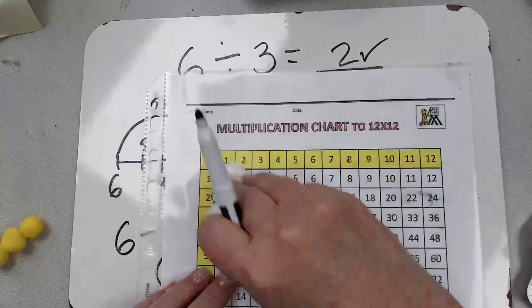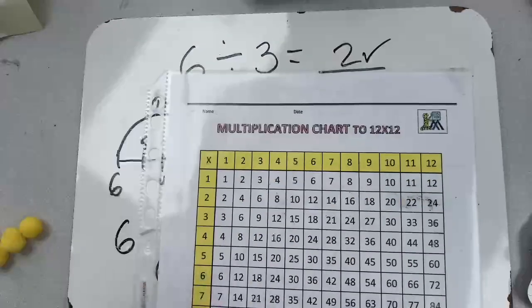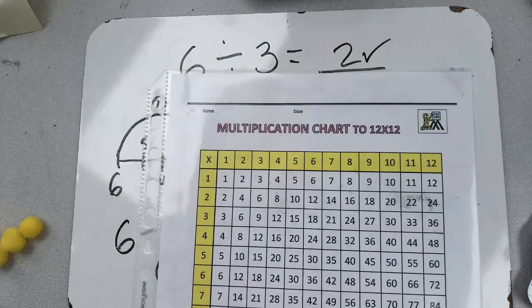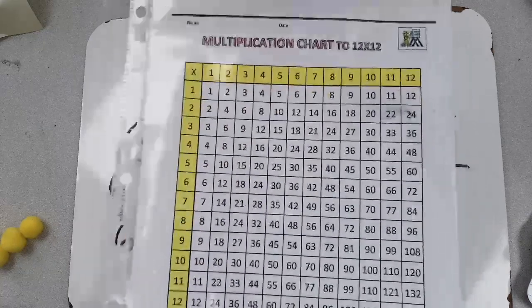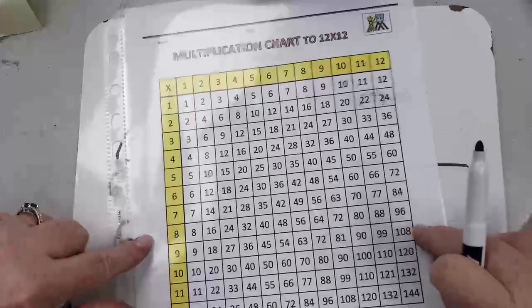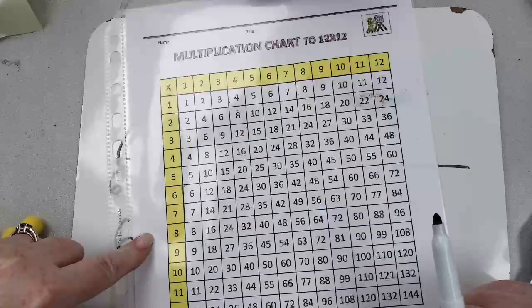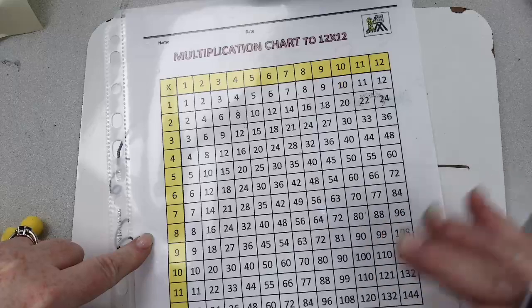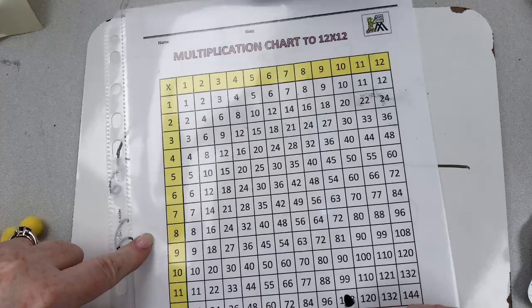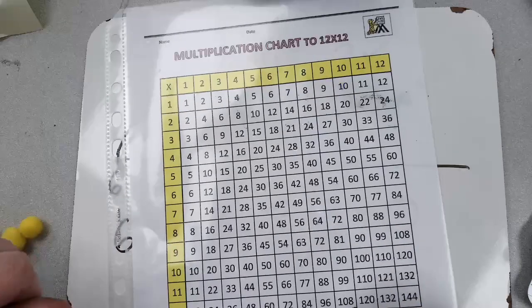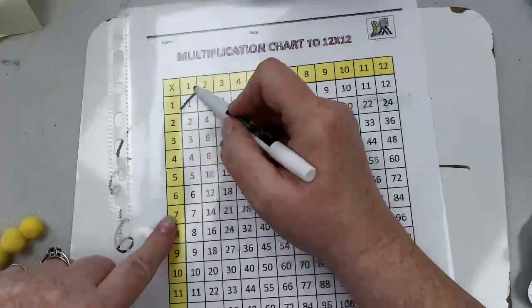For that rote practice, I highly recommend you get yourself some flashcards and use those. The other thing you can do is print off blank versions of this and have them fill in the numbers with dry erase, and then they can practice that way. And then as they get more and more memorized, we start crossing them out.